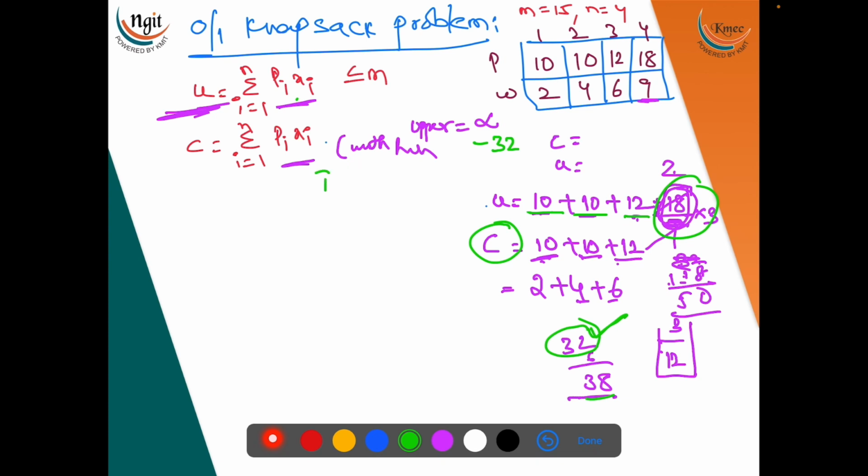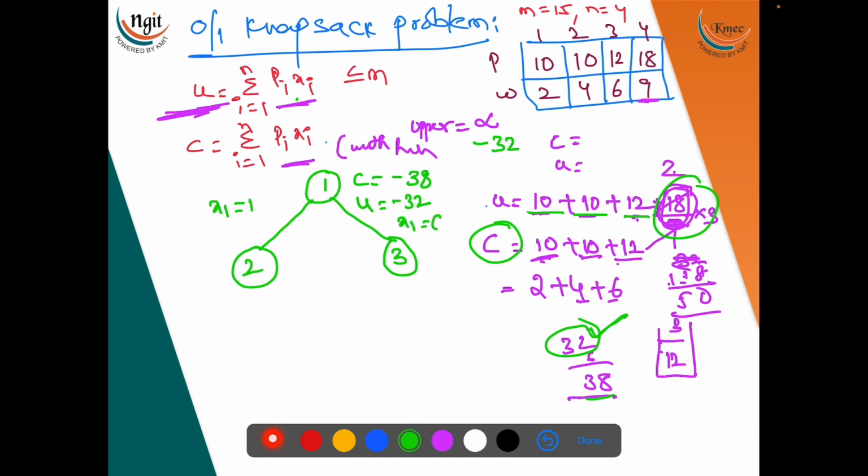Now I am going to generate the state space tree. Let us suppose that I am placing the first object. Initially, what cost did you get? Cost is minus 38 with fraction, and upper limit is minus 32 without fraction. Now, when I place the x1 object, it is the same. That is the second node, and this is the third node. Assume that I am not placing x1, that means x1 equal to 0. So in place of x1 equal to 1, the same cost and the same upper limit will be there: minus 38, u is equal to minus 32.